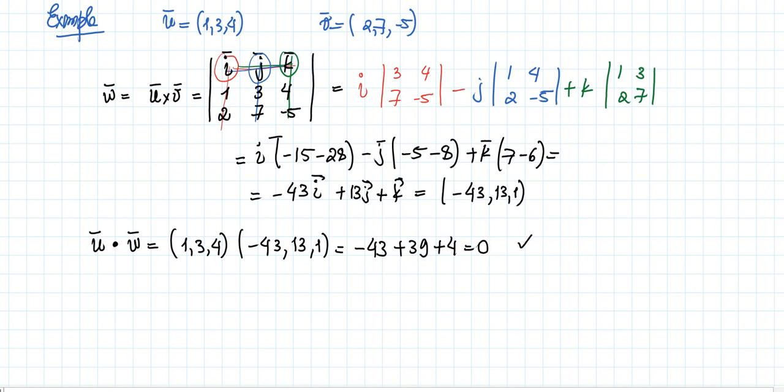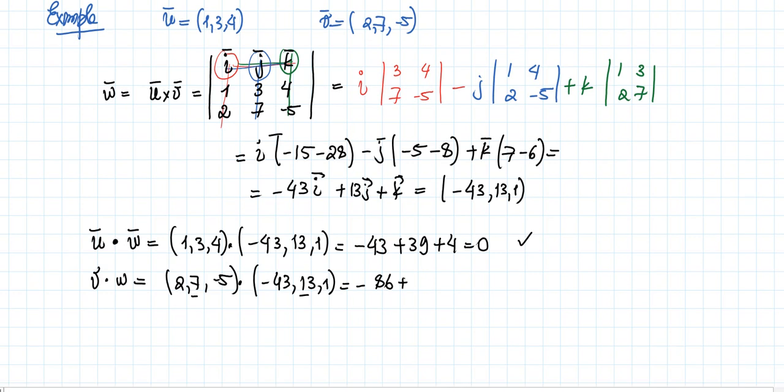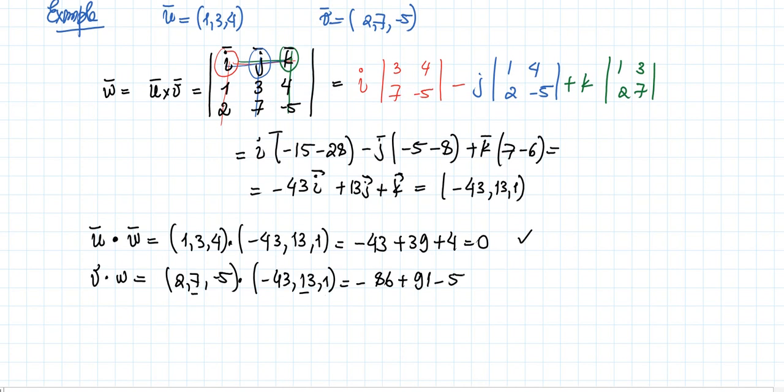And V dot omega is going to be equal to 2, 7, minus 5, multiplied by minus 43, 13, and 1. This is going to be equal to minus 86, right? So plus 7 multiplied by 13 is going to be 91, right? And minus 5 times 1 is going to be minus 5, right? And this is also equal to 0. So it means that we did the cross product correctly.